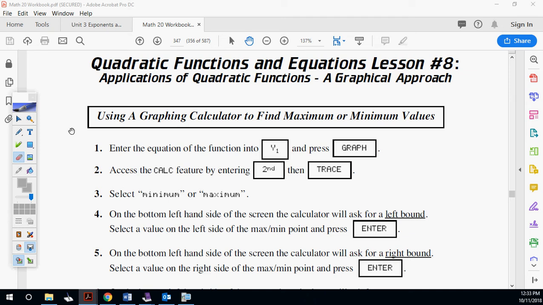So it's Unit 3, Lesson 8. This is an application piece, the graphical approach to using our calculator for parabolas. So a lot of stuff we kind of talked about throughout the unit. And maybe in hindsight, we want to put this one a little bit earlier so you guys can see the stuff with it. But anyway, using a graph calculator to find the max and min values.